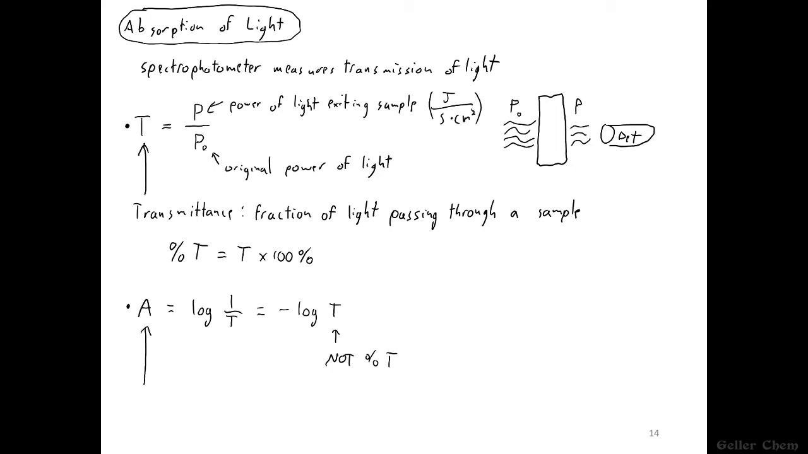And this term we're calling absorbance varies linearly with concentration. And this rule is known as Beer's law. And it's extremely important for analytical chemistry.